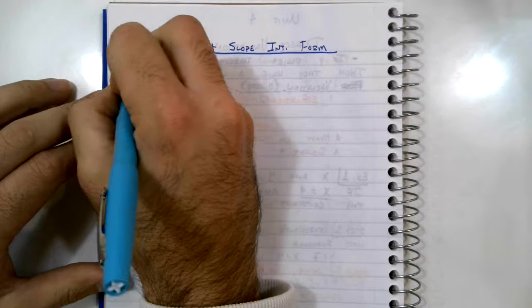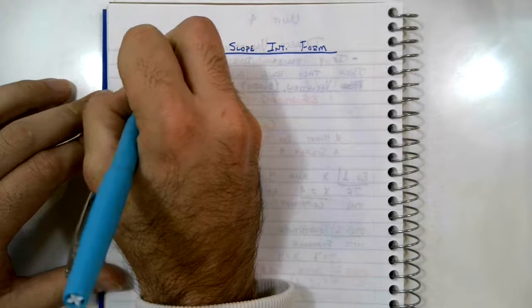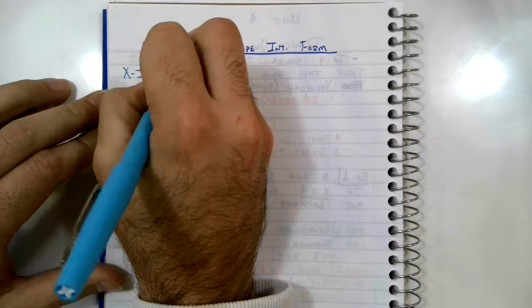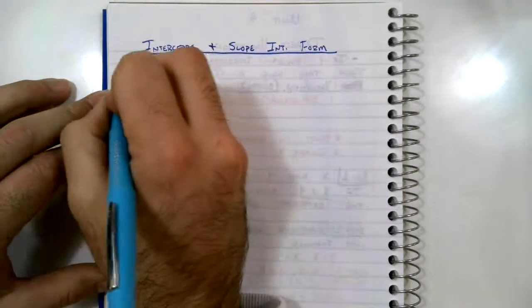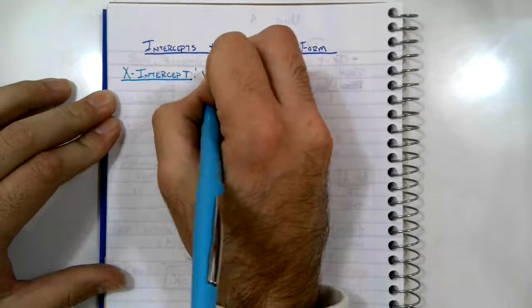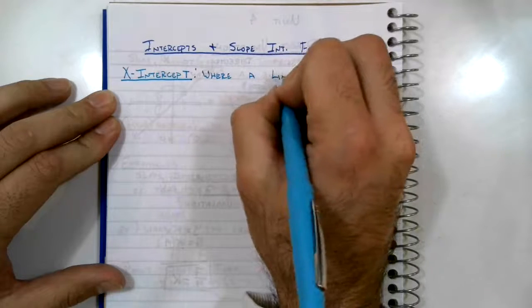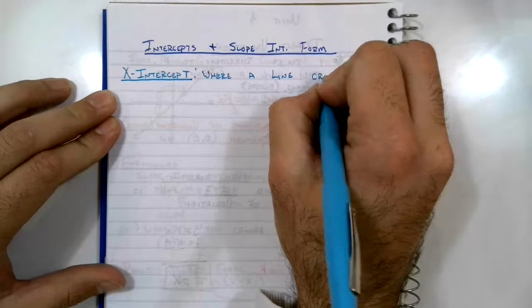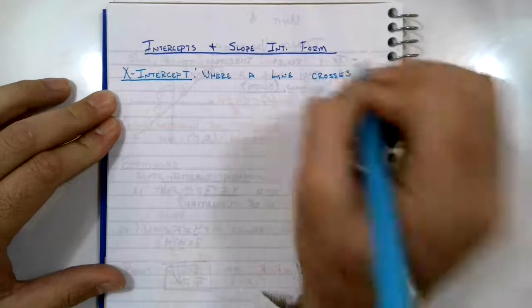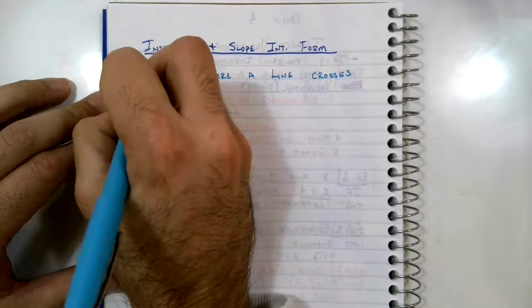So first off with intercepts, we got two different intercepts here. The first one is your x-intercept. It's exactly what it says. It's the x-intercept. This is where a line crosses the x-axis.